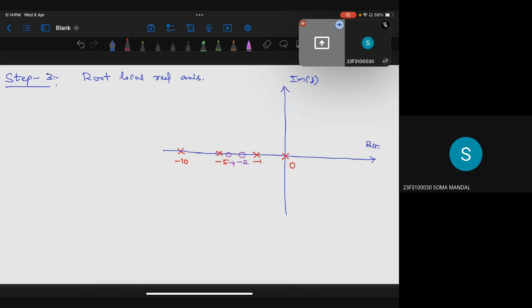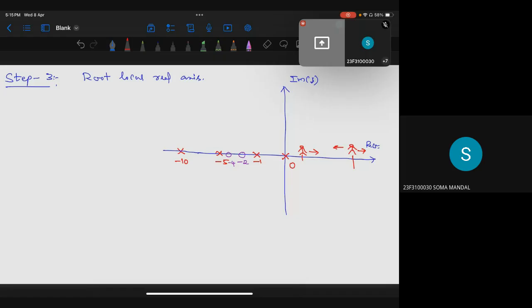You start your journey from this point, assuming that you are traveling in this direction. Always when you travel in this direction, always check at your right side. Suppose you are here: how many poles and zeros put together do you have on the right side? That is zero, am I correct? Yes. So this part is not part of the root locus. Now you are here, how many poles and zeros? Still zero, so till this point is not part of the root locus.